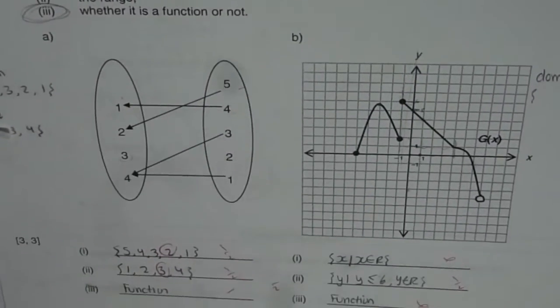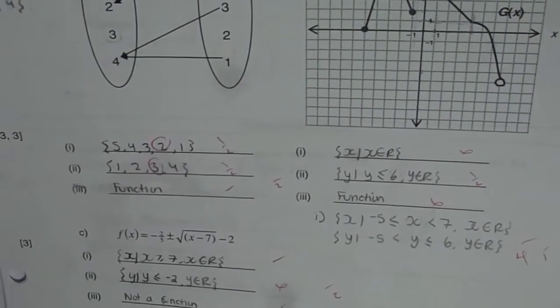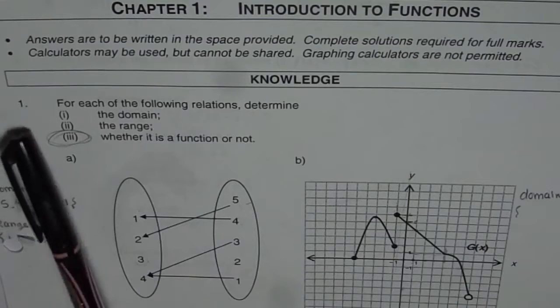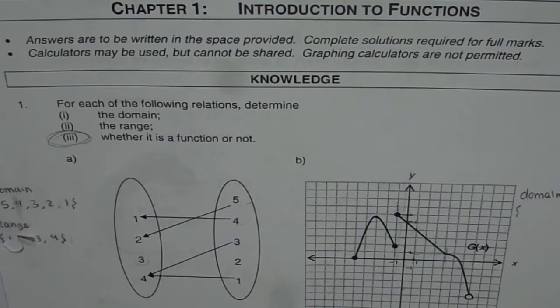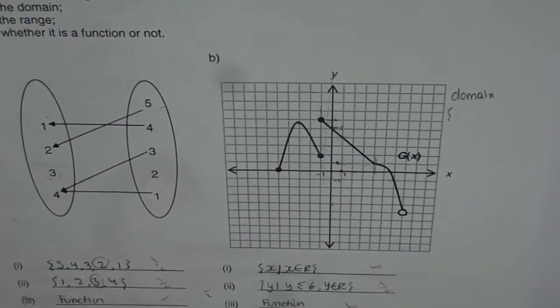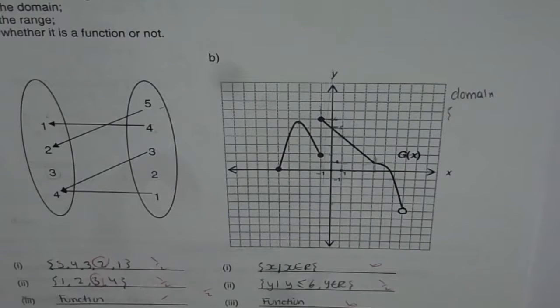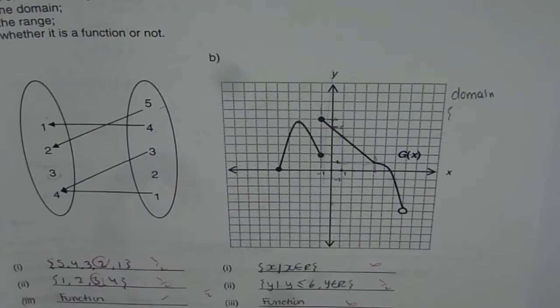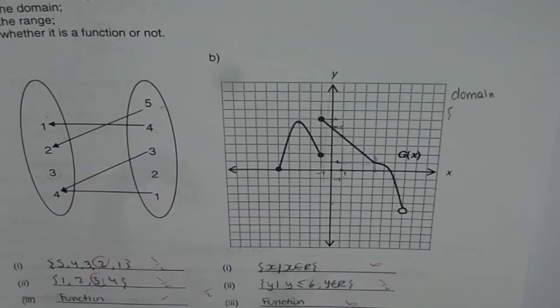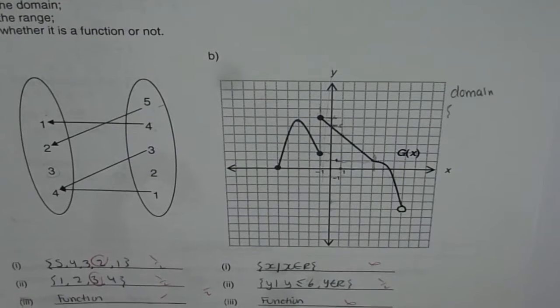We have discussed a couple of them in our videos, and in this particular video we are going to discuss another question. Basically it is question number 1, which says for each of the following relations determine the domain, the range, whether it is a function or not. So we have a couple of sketches here. One is the mapping diagram, then we have this particular graph. Now whether this graph is a function or not, you can see at -1 it has two values. Do you see that? And that is why it is not a function. You can write domain and range for this one.